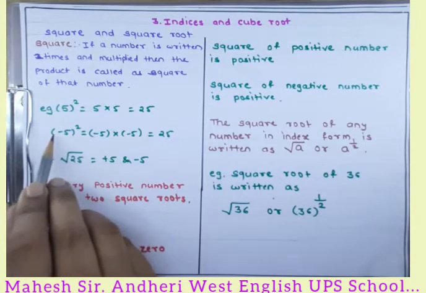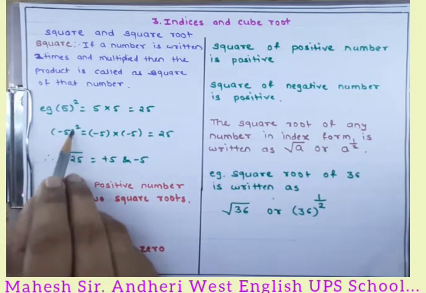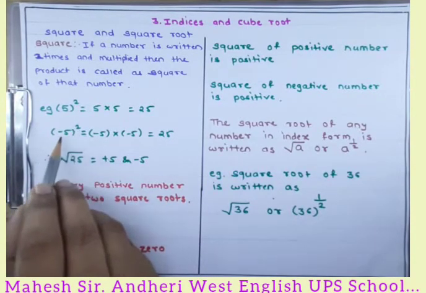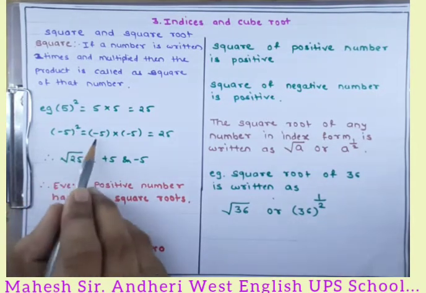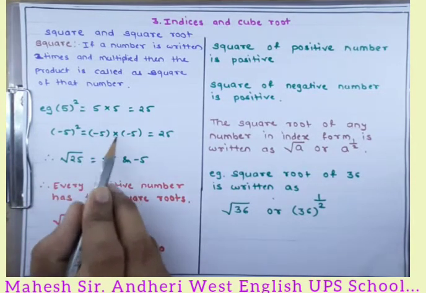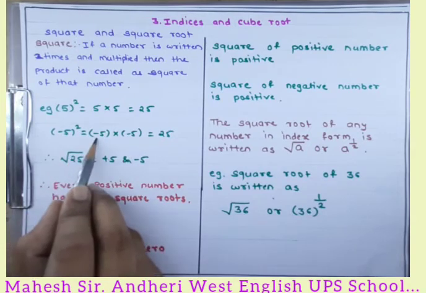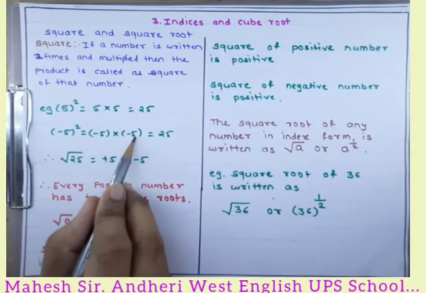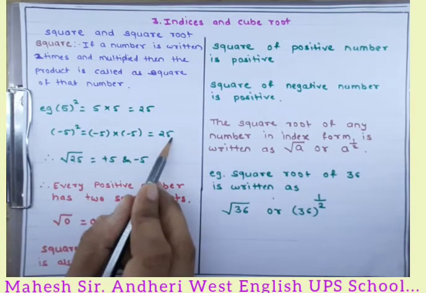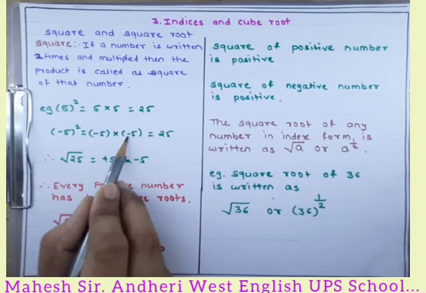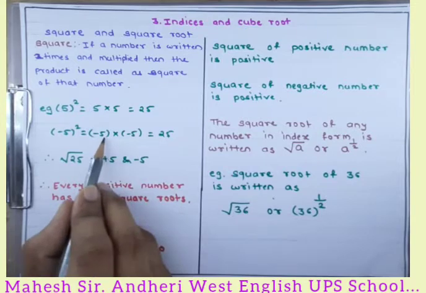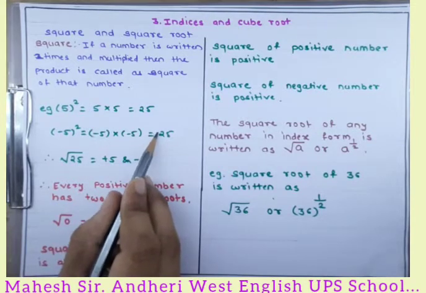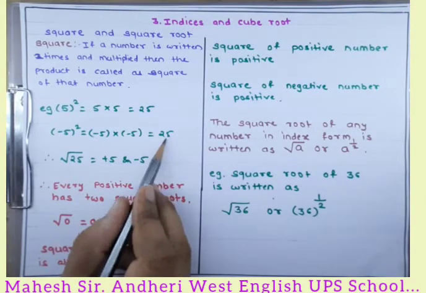Second example, minus 5 raised to 2. Minus 5 raised to 2 means what? Minus 5 we will write two times. So minus 5 multiplied by minus 5. Here 5 fives are 25, and minus minus, the sign of the answer will be plus. So the answer is 25.